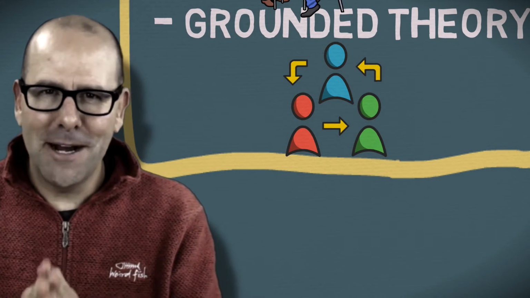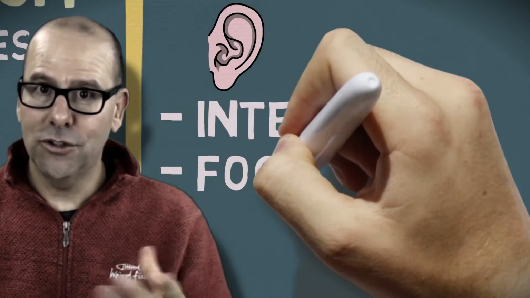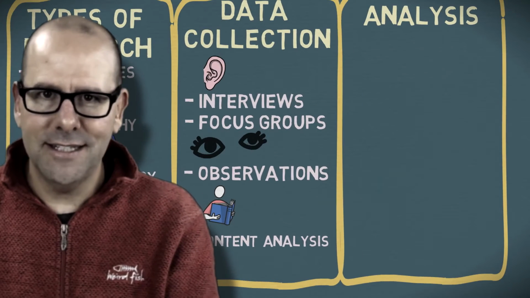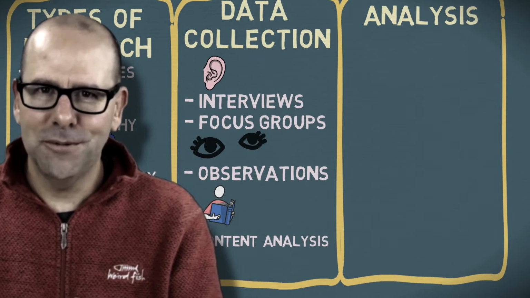Right, let's talk about data. Right, 3 kinds of data or 3 sources of data. It's going to be something you hear, so it could be an interview, right, or a focus group. It could be something you see, so observational data, or it could be something you read, so content analysis or document analysis. Those are our 3 main sources of data in qualitative research.